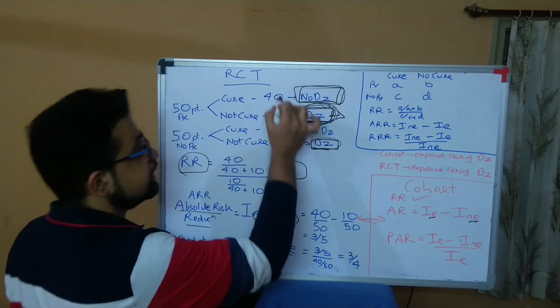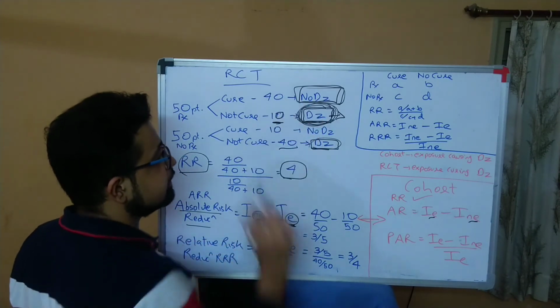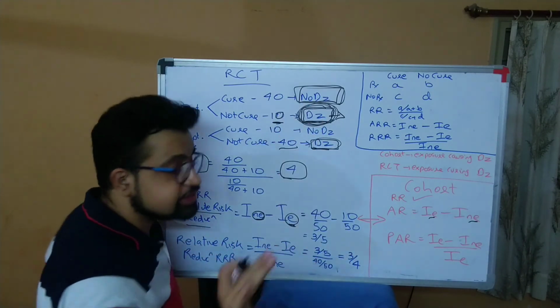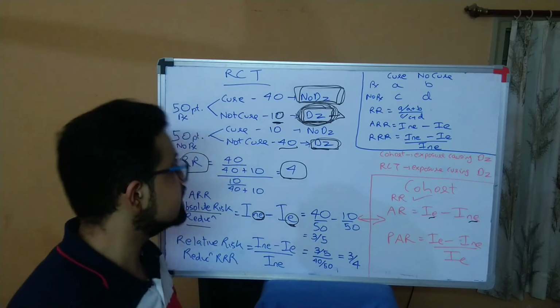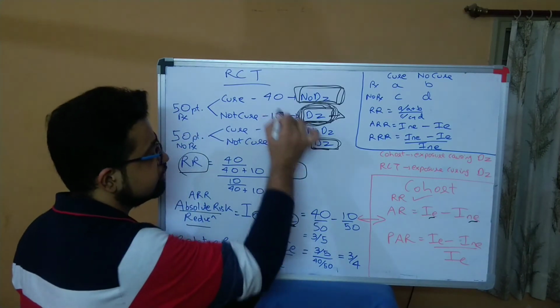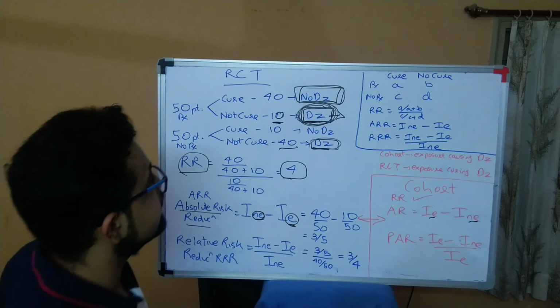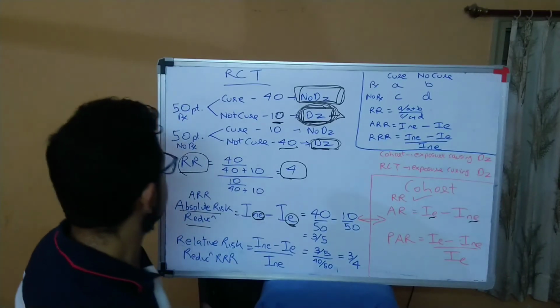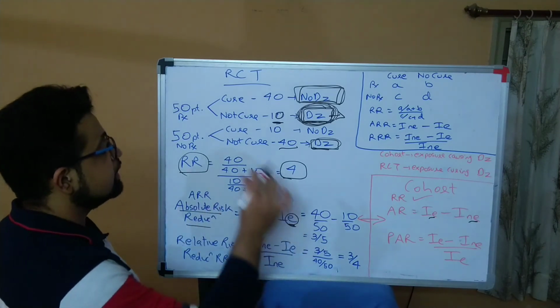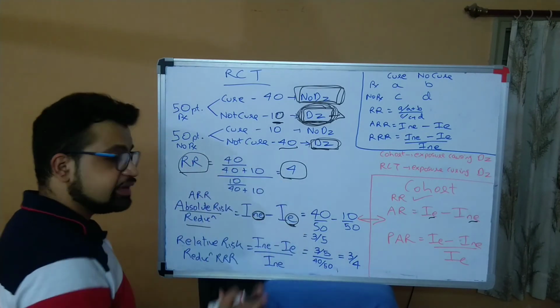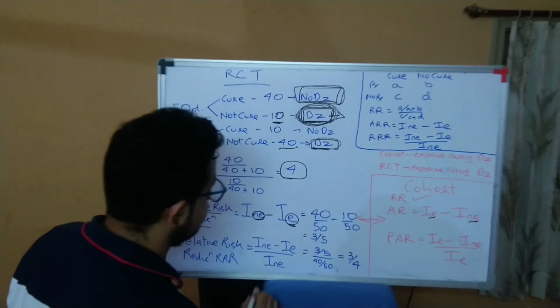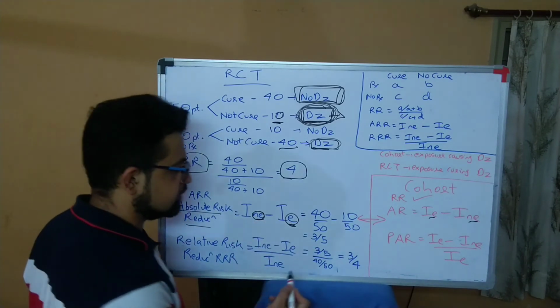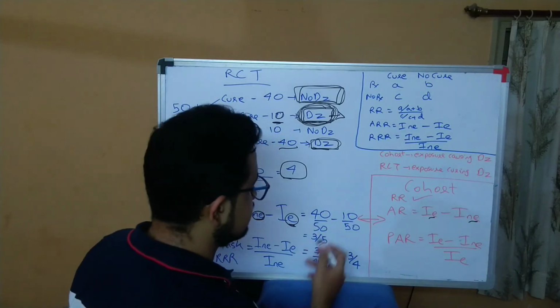Incidence is this. It is not this. Understand? Am I making sense? Incidence is disease occurring. So the biggest mistake we make is we keep this over here. No, it is not. It is the incidence, that is the disease occurring, which would be more in the group which is not given the intervention, which is non-exposed, right? So incidence in non-exposed minus incidence in exposed, 40 by 50 minus 10 by 50, 3 by 5.